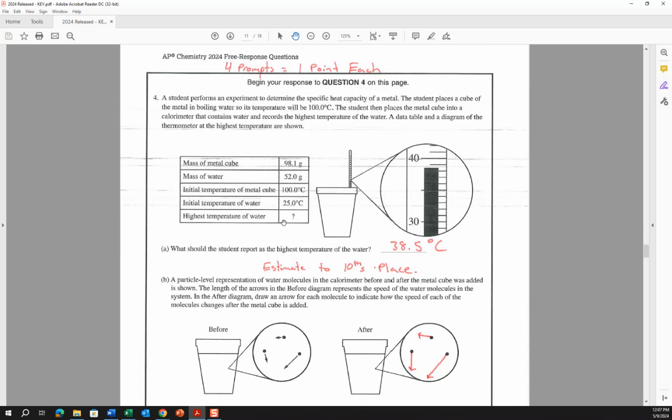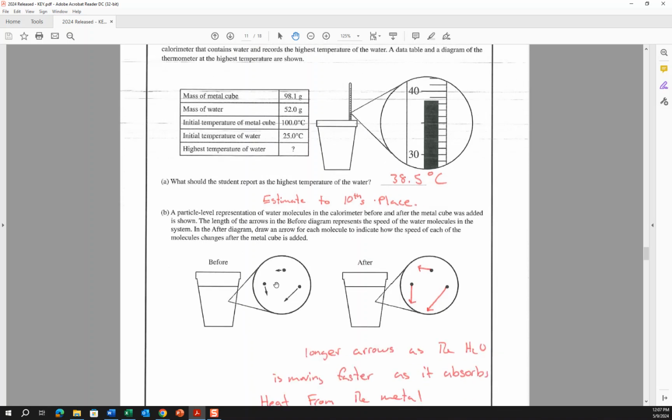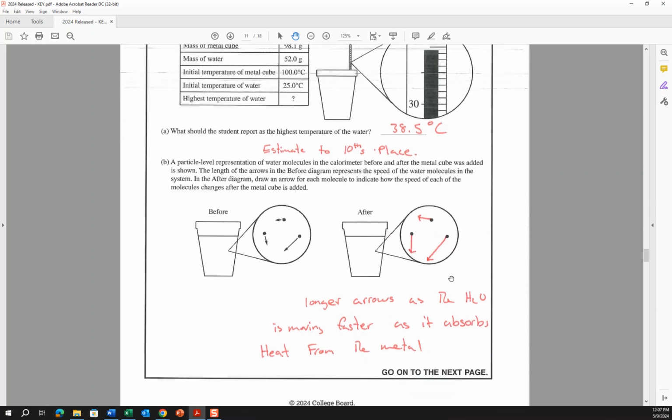And just a concept to remember: just because the water did not increase in temperature as much as the metal decreased in temperature, it's still the same amount of heat being transferred. It's just that the metal probably has a much lower specific heat capacity. So anyway, the water is absorbing energy, and so it would be speeding up, and so we just have to draw some longer arrows. Each of the water molecules would just be going faster. Okay.